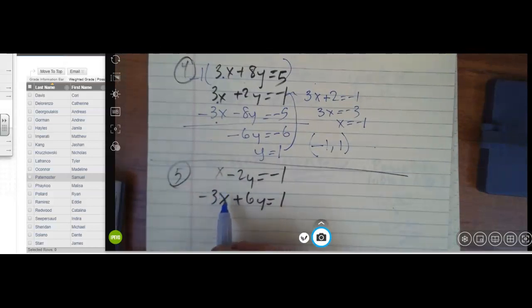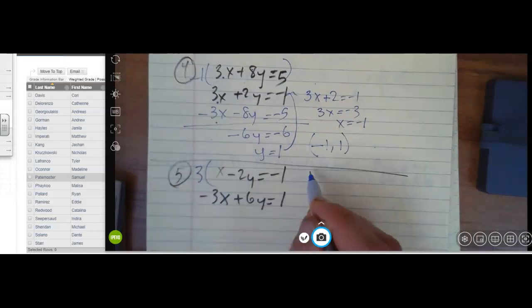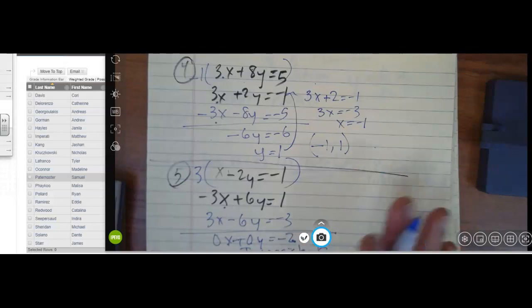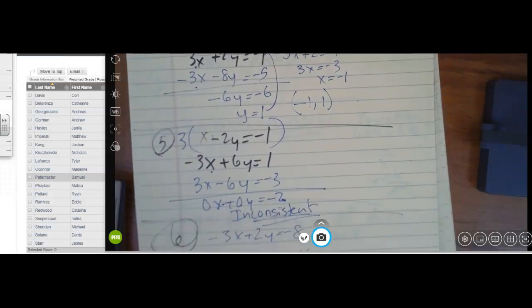For number 5, you could multiply the top one by 3 to make positive 3x. You combine both equations and you get 0x plus 0y equals negative 2. Now this is an inconsistent system because there are no numbers to put in for x and y to equal negative 2 here. That's called inconsistent. That means there are no pairs of x's and y's that make that work.